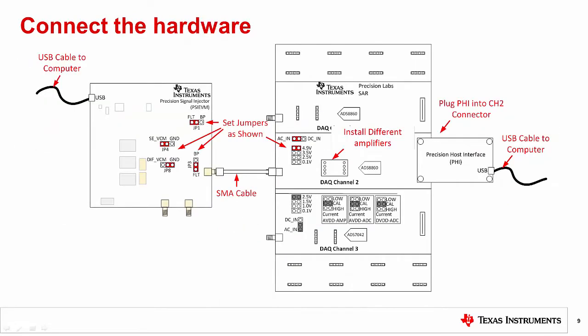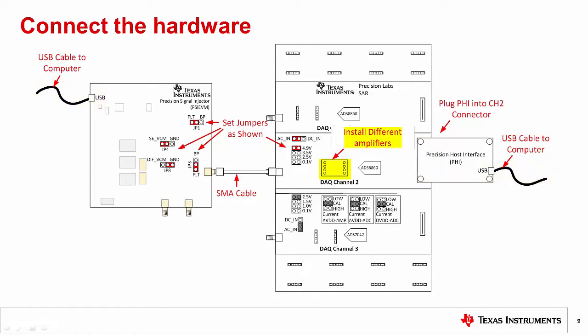For this experiment, we will be using channel 2 on the Precision Labs hardware. First, set the jumpers as shown here. Connect the PSI to the PLabs board using the SMA cable and connect the PHI to the PLabs channel 2 connector. Finally, connect the USB cables to the computer.